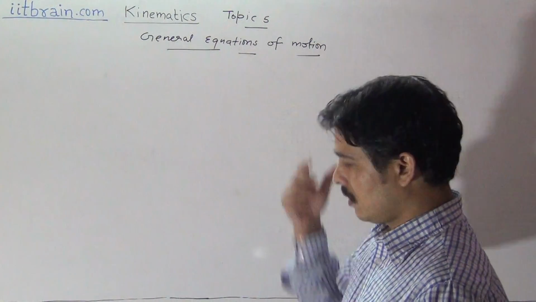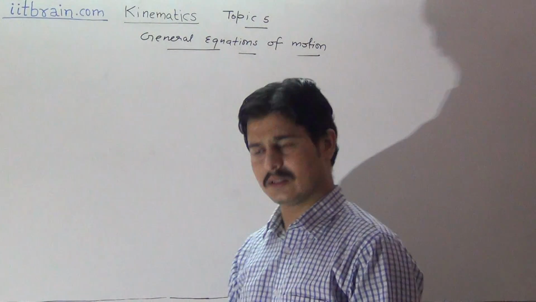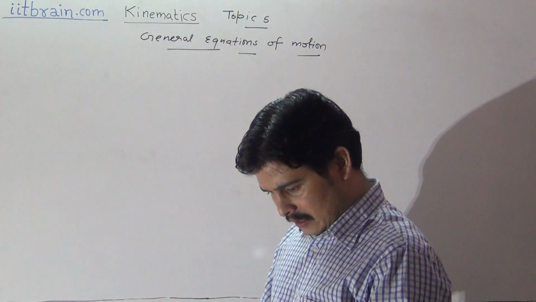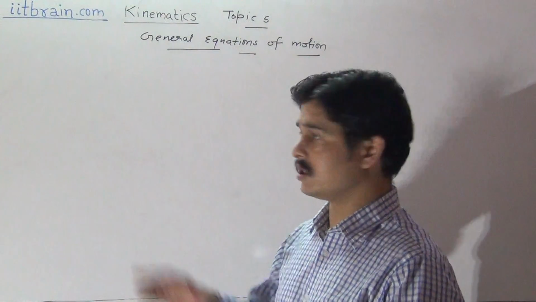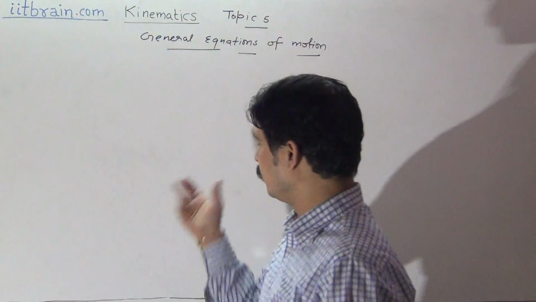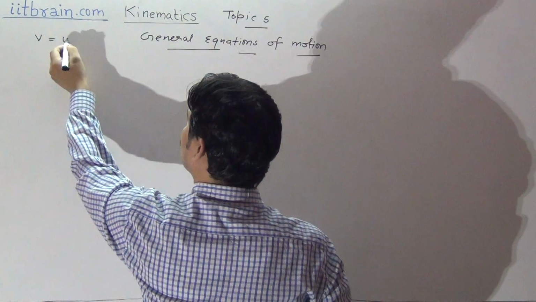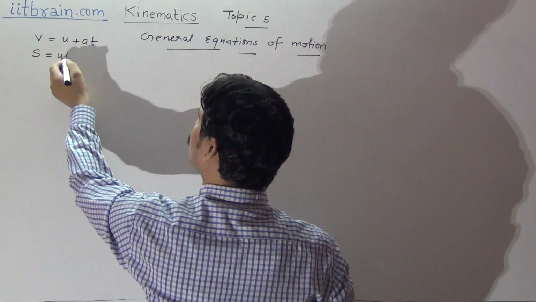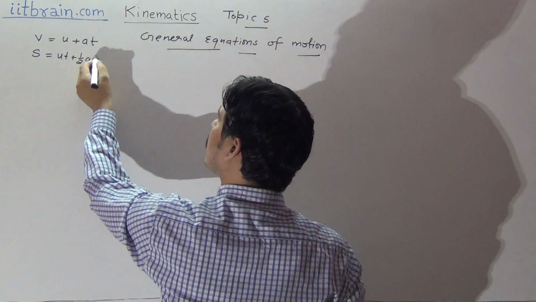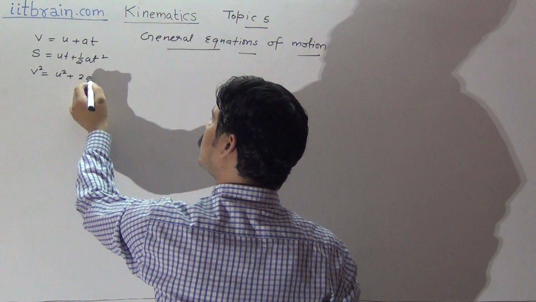So what are these equations? First we have to discuss these. Galileo is the scientist who is behind these equations. These three equations are respectively v equal to u plus at, s equal to ut plus half at square, and v square equal to u square plus 2as.